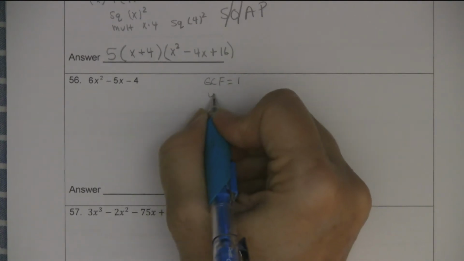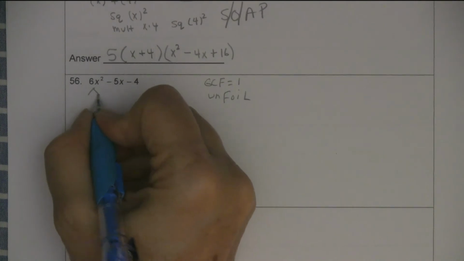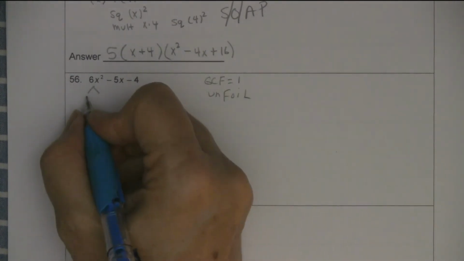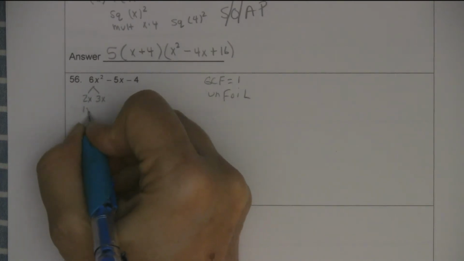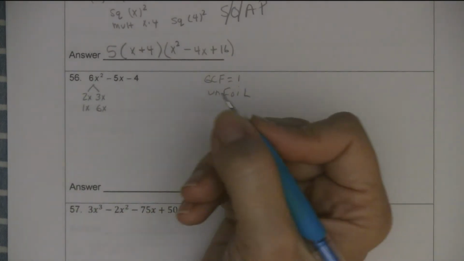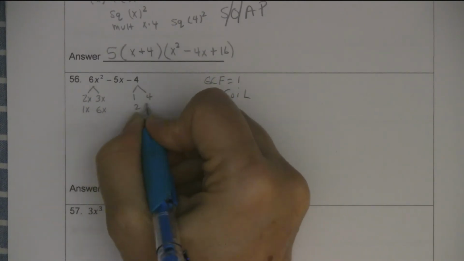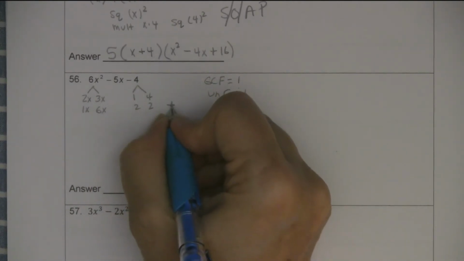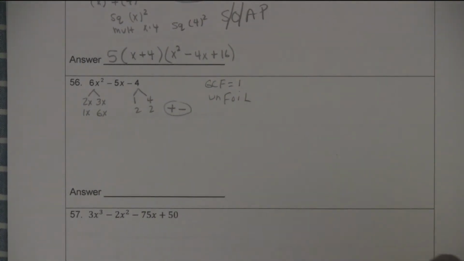So I'm going to unfoil. And so the possibilities, this is the one where I have to check it. It's the only one that I really kind of have to check, because I'm using trial and error. I'm saying this is a possibility for it to factor, does it? And 2 and 2. And I know the signs are 1 positive and 1 negative to make a negative, but I don't know which one's which.